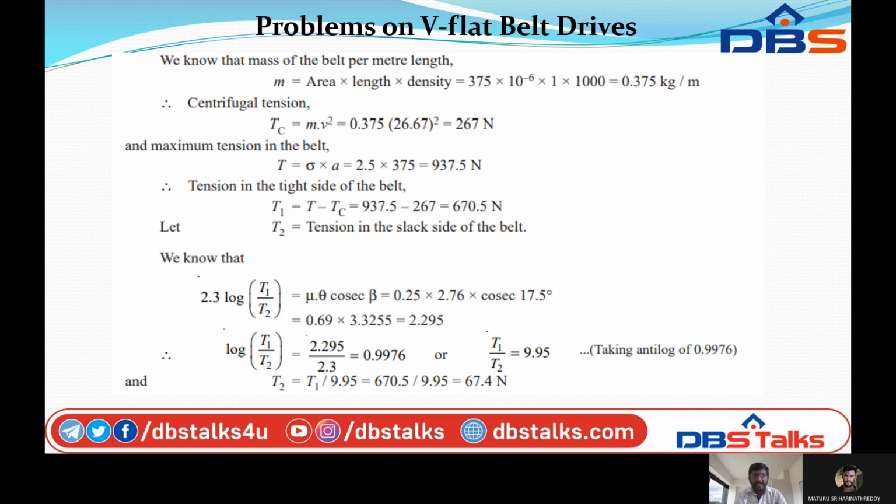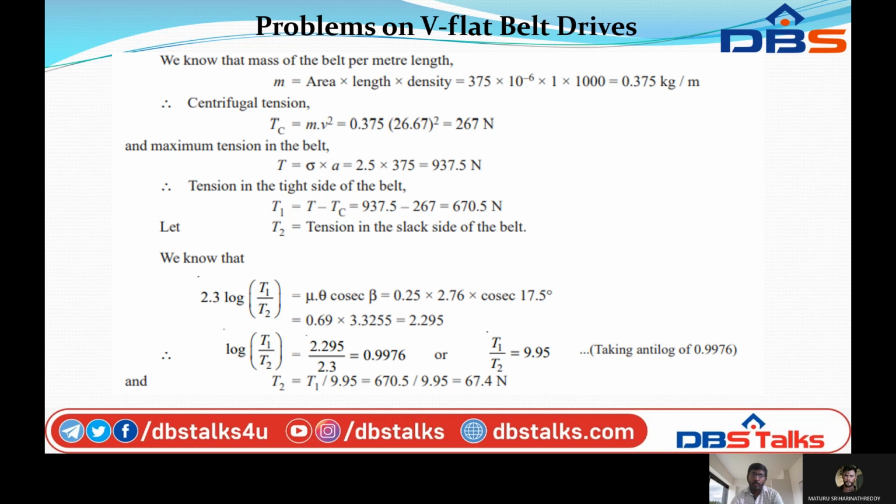Therefore, tension in the tight side of the belt, T1 is equal to T minus Tc. This is the formula for the tight side of the belt. So substitute the values. T is equal to 937.5, minus Tc is equal to 267. So that is equal to 670.5 Newtons. Let T2 be the tension in the slack side of the belt.